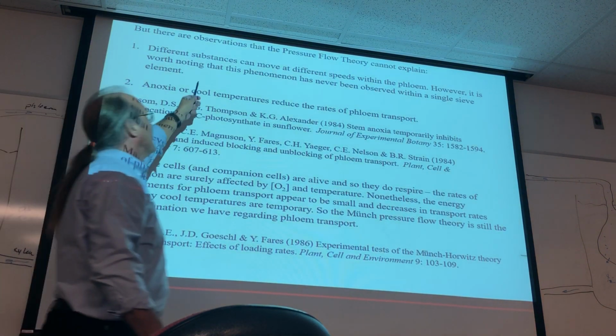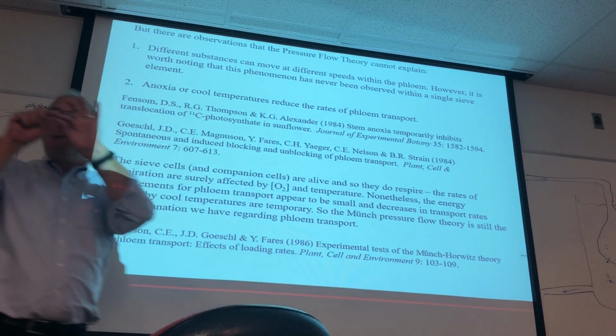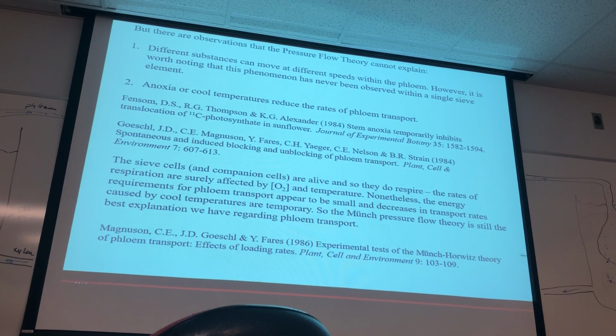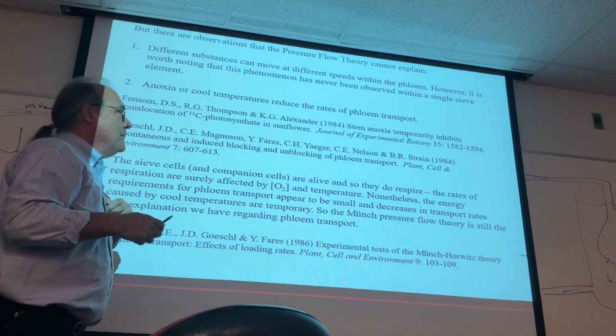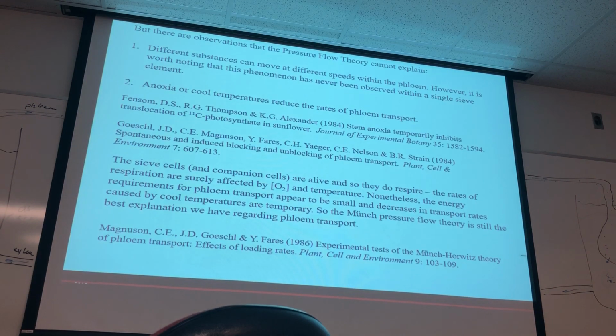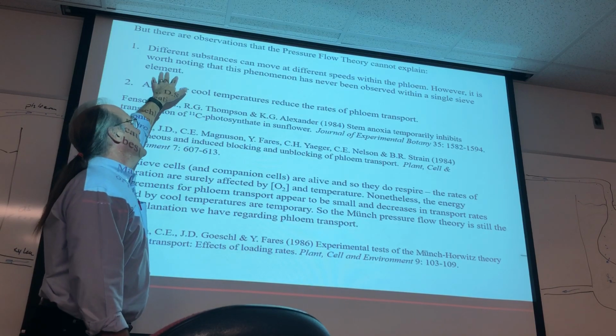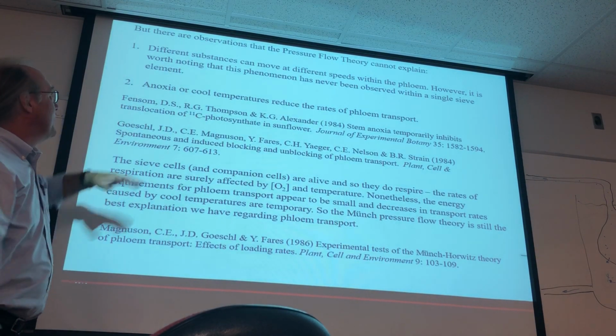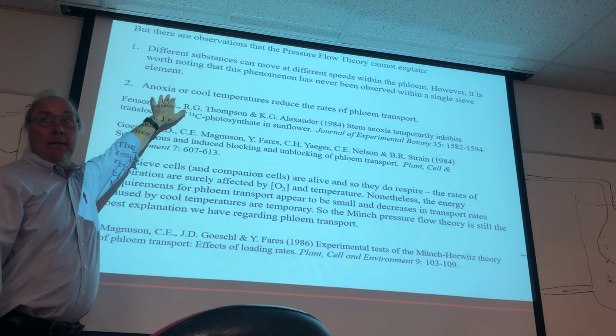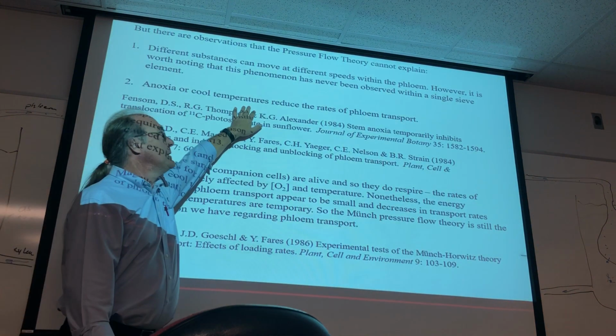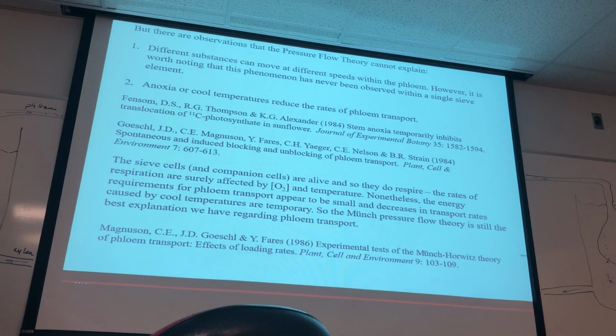Now, it's worth noting this phenomenon has never been observed within a single sieve tube. It's always an array of tubes that can show different things moving at different speeds. So maybe, make up your own idea for how that happens. Maybe things leak out and have to be stuffed back in all the time. I don't know, something. But okay, so that one may or may not be problematic, but this one really is. Anoxia, lack of oxygen, or cool temperatures reduce the rate of phloem transport.